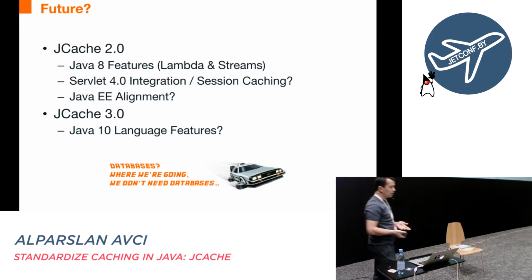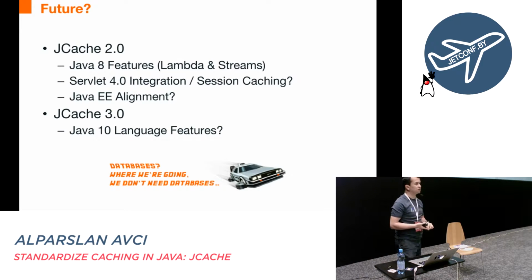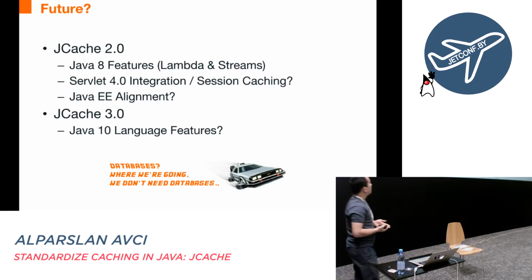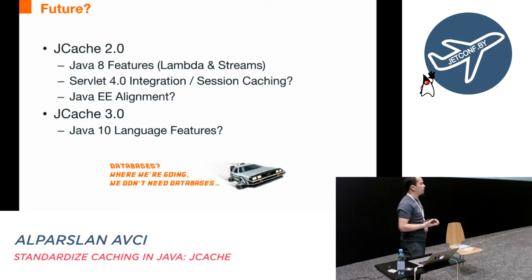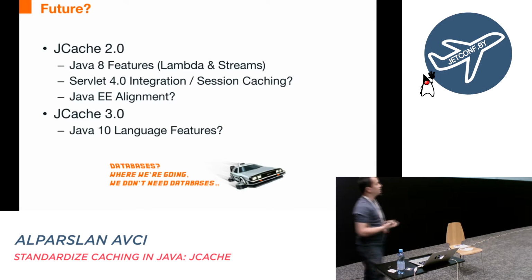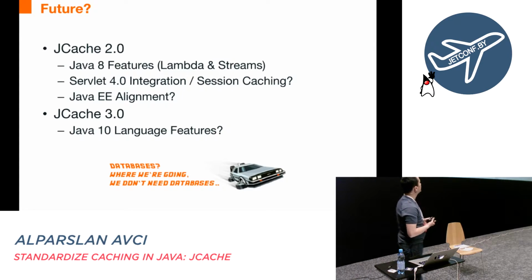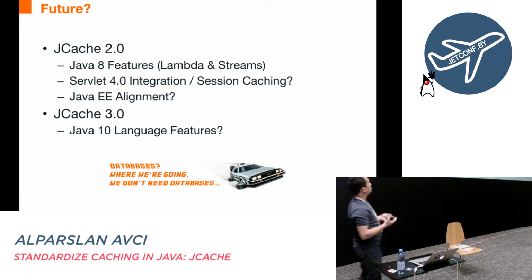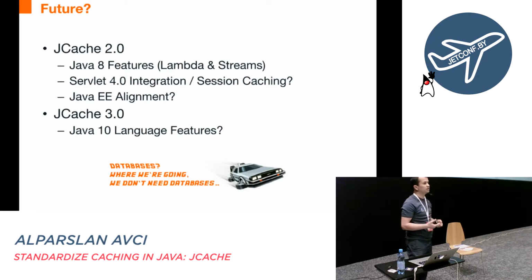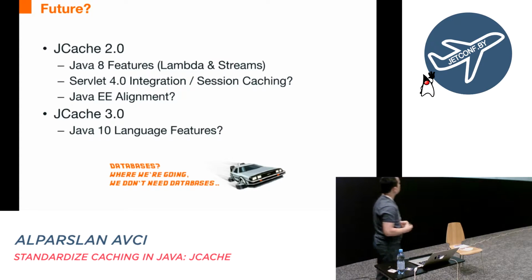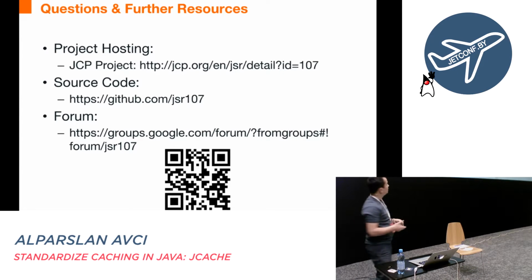And the future. In the near future, we expect Java 8 features will be added to the specification, like lambdas and streams. Servlet 4.0 integration and session caching will also be available. There will also be a Java EE alignment we expect, but that is not determined yet. And in a more distant future, Java 10 language features may also be added to JCache. And yes, this is a summary, actually.